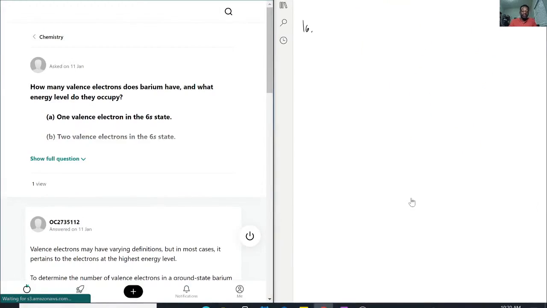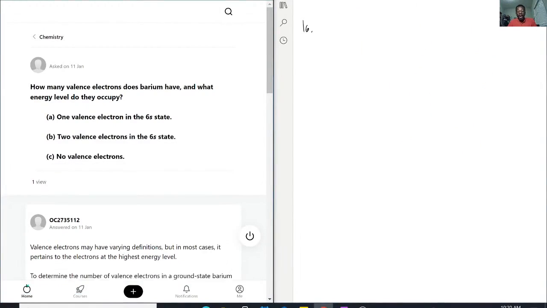We have: how many valence electrons does barium have, and what energy level do they occupy? So barium, valence, and what energy level?